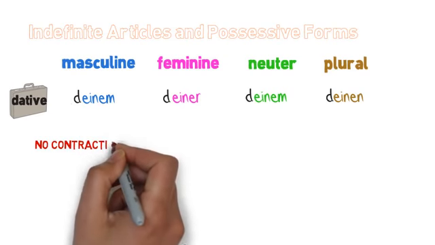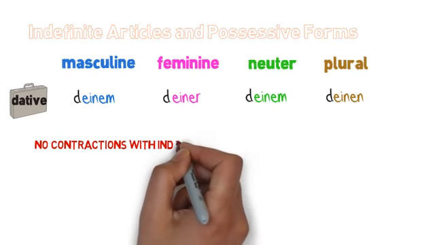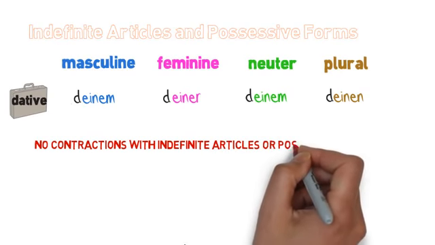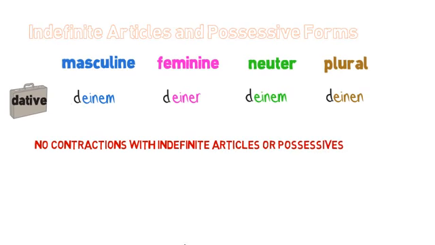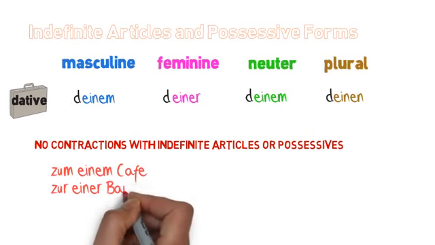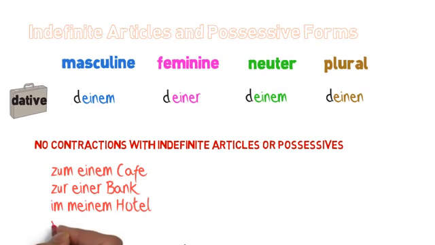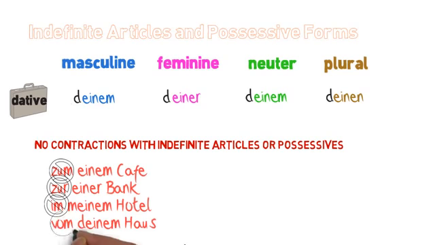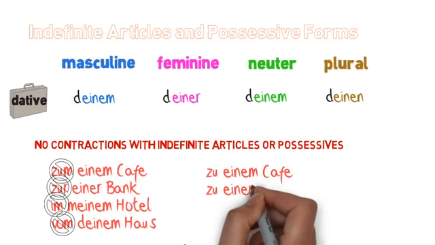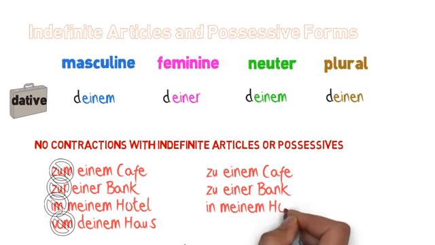If you happen to use one of the prepositions we've been discussing, and you want to use an indefinite article or possessive form, feel free. Just be aware that none of those prepositions will take contractions with things other than dem or der. So you'll have to use the raw, original form of the preposition. In other words, you wouldn't want to say zum einen Kaffee, because zum already means to the. Instead, just use the original preposition. Zu einem Kaffee, in meinem Hotel, von deinem Haus, etc. And you'll be fine.